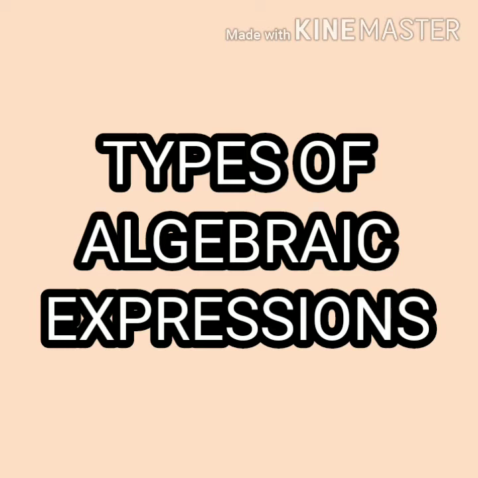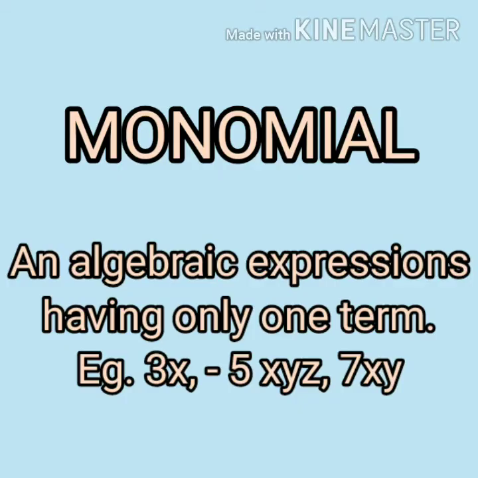Next topic is types of algebraic expressions. First type of algebraic expression is monomials. What is a monomial? An algebraic expression having only one term. If in the given expression we have only one term, that expression is known as a monomial. An example is 3x, as this 3x is only one term.